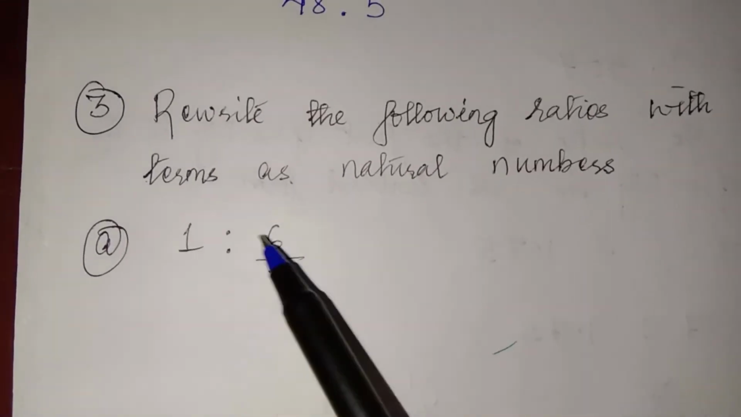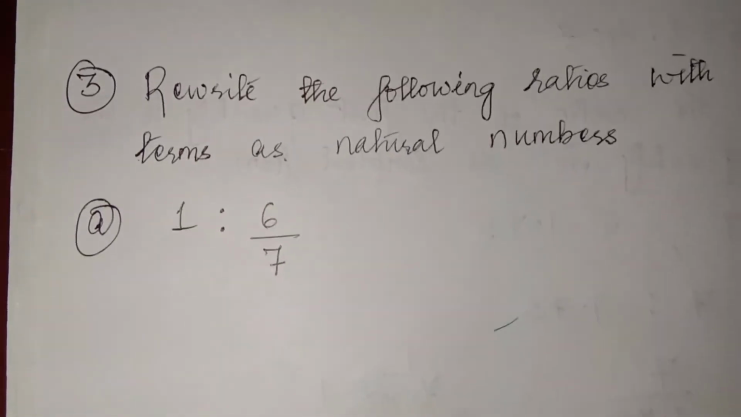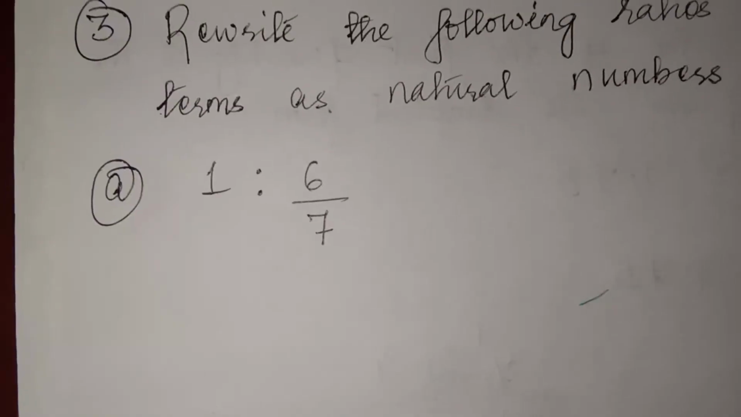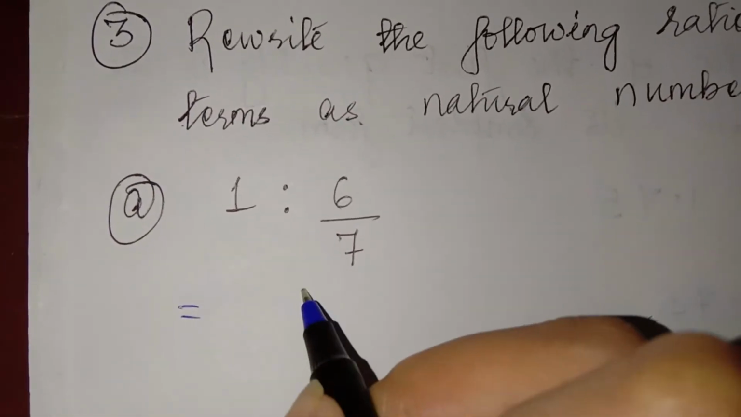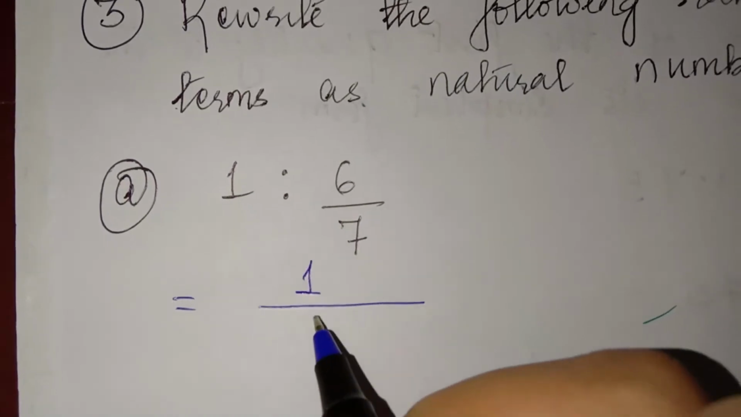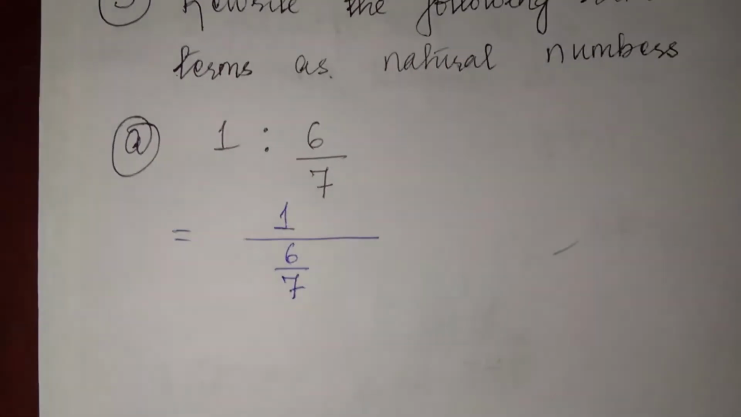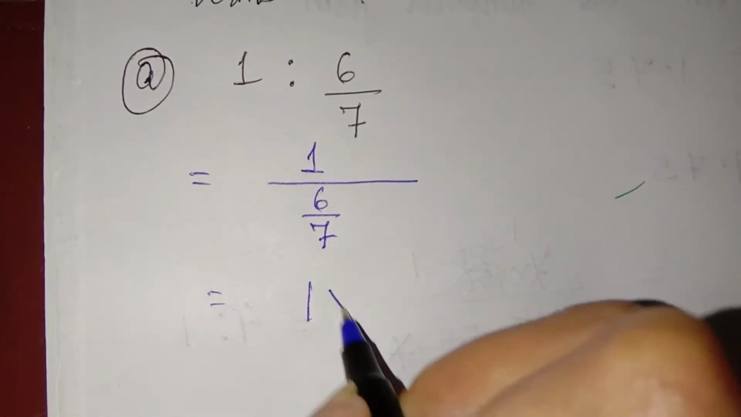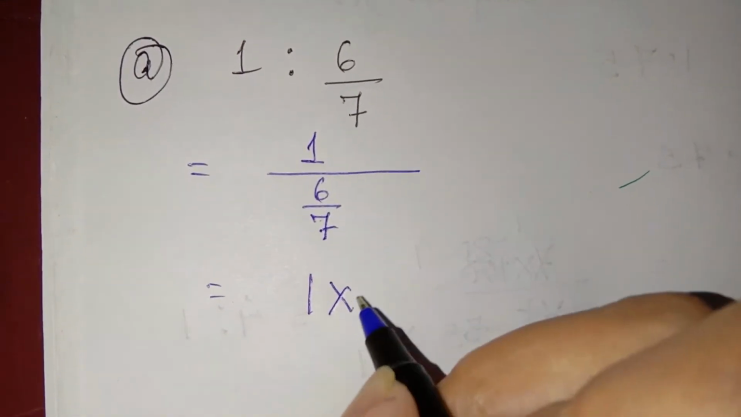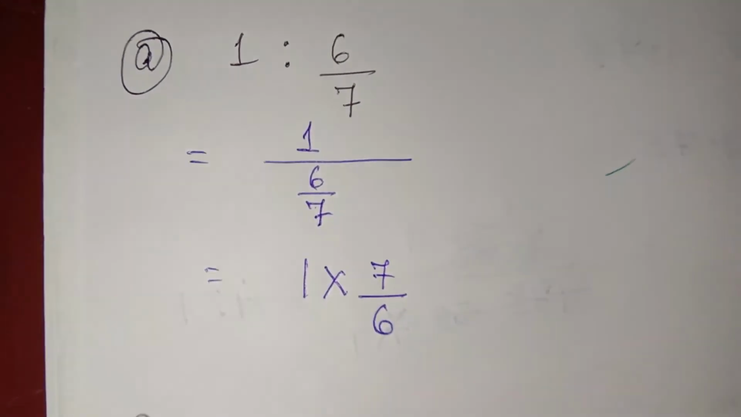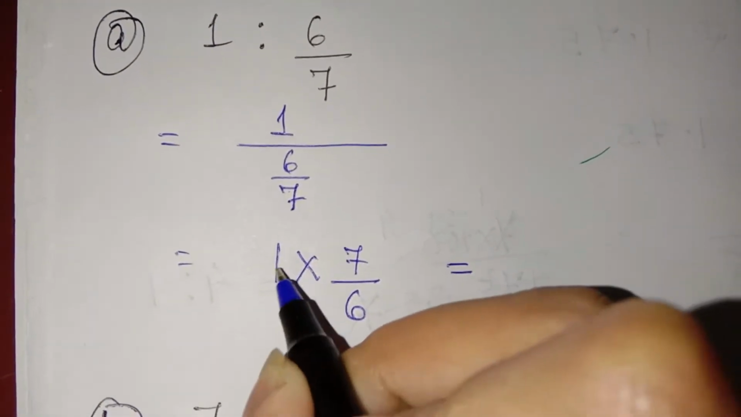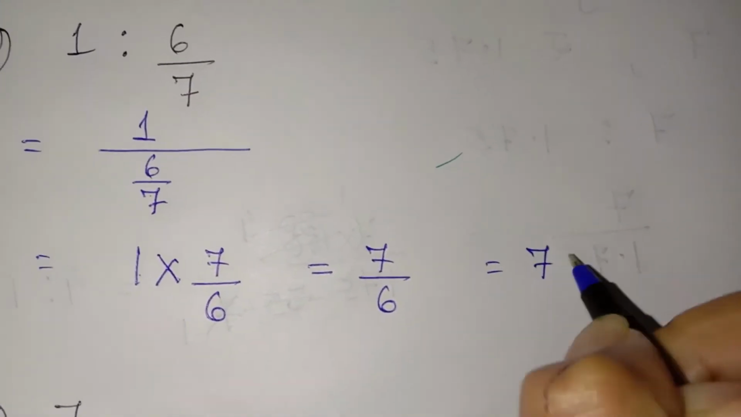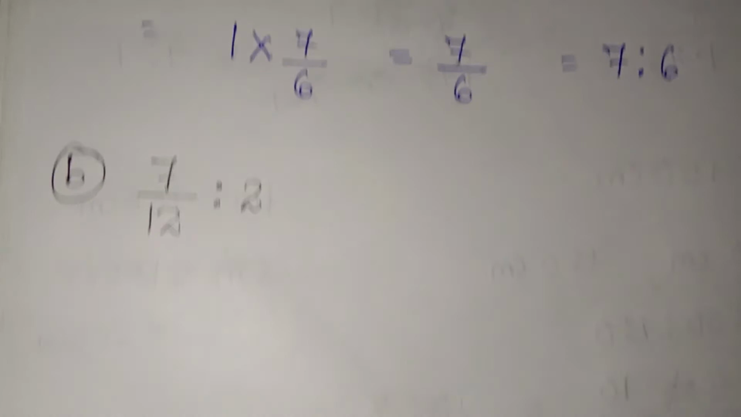Now next question is: rewrite the following ratios with their terms as natural numbers. So here this part is in fraction. Now we have to make it a natural number. How to do this? I have told you that 'is to' means division. 1 divided by 6 upon 7. So this is division sign. When we convert this division into multiplication, we have to write the reciprocal. 1 into 7, 7 by 6. So the answer is 7 is to 6.